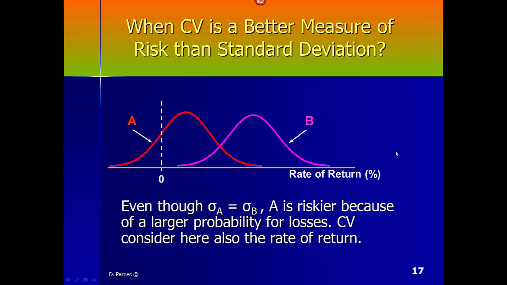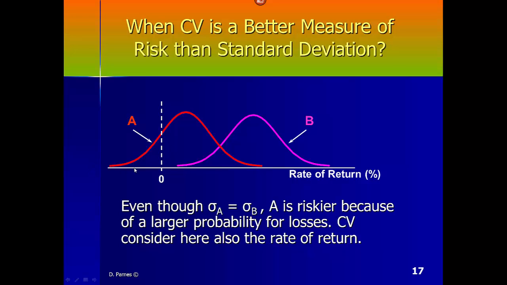So in fact, both of them have the same variance. As you can see, the left-hand side is far away from the right-hand side for stock A, exactly as the left-hand side for stock B is far away from the right tail of the distribution of stock B. The variances are the same, and therefore the standard deviations are the same. Sigma A is equal to sigma B, but clearly you cannot say that they have the same risk.